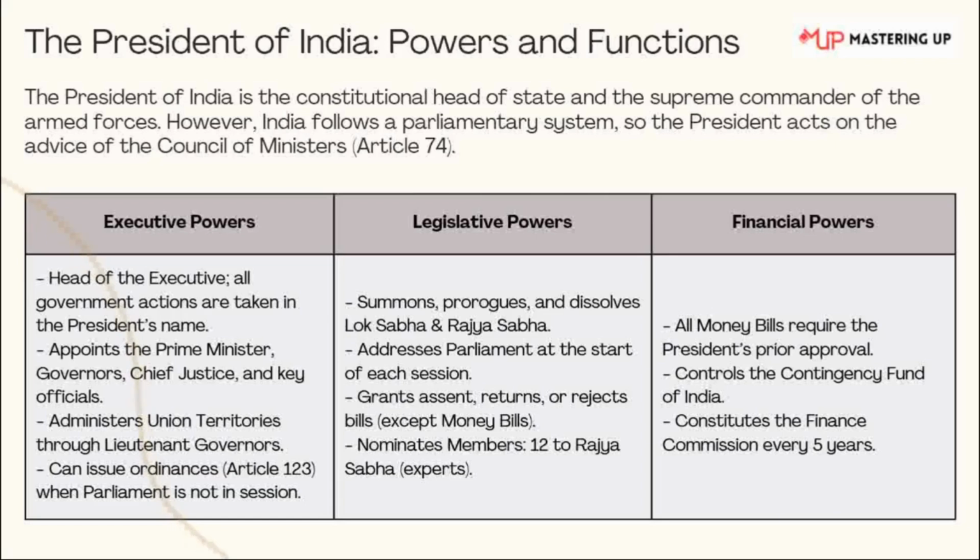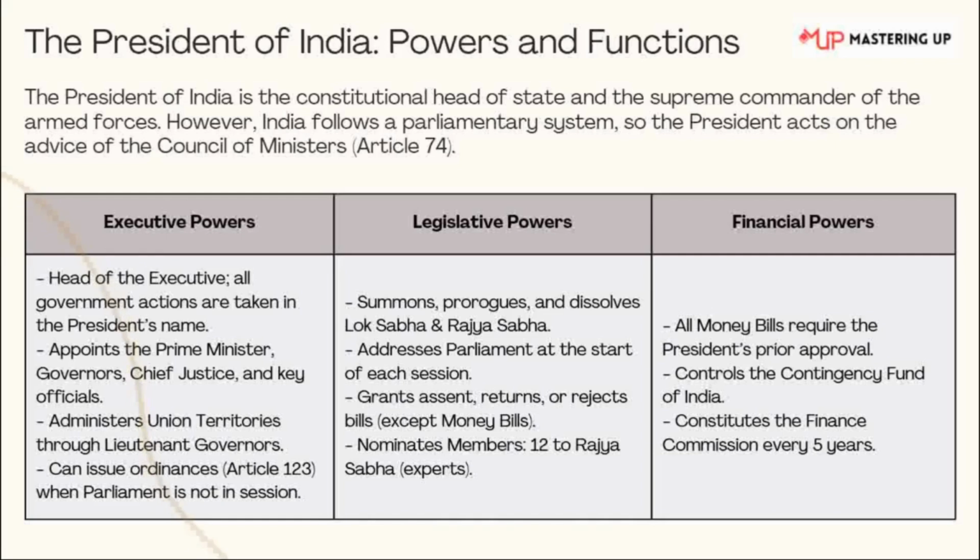Under the legislative power, the President summons, prorogues and dissolves Lok Sabha and Rajya Sabha. He addresses Parliament at the start of each session. The President can grant assent to, return or reject bills, except money bills. He nominates 12 expert members to Rajya Sabha.